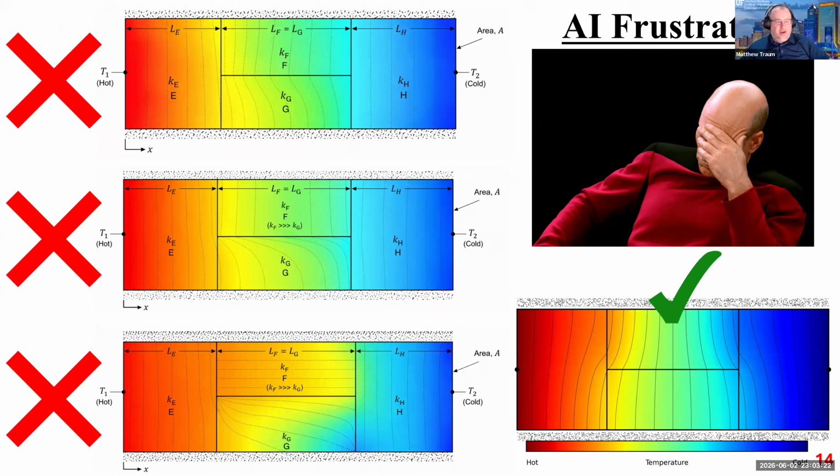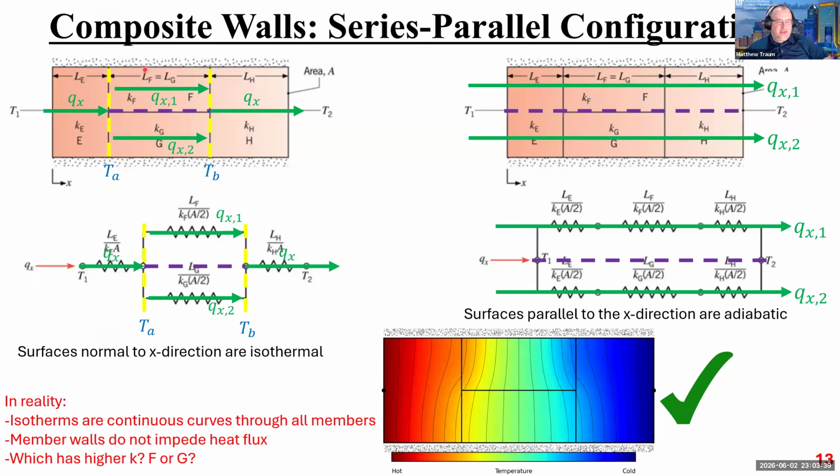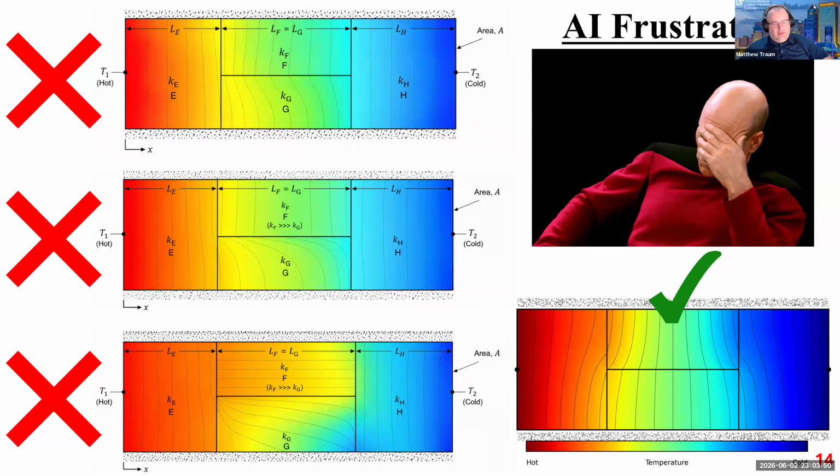However, you have to do your own thinking. You cannot just tell AI to do it for you and just trust what pops out. So I had to iterate on this thing for about 30 minutes to get the right answer. Right. So here's my Captain Picard facepalm. And I said, okay, right. So I fed basically this configuration into AI. And I said, okay, one of these members has a higher thermal conductivity than the other. Give me the temperature field. And AI is like, okay, I'll give you the temperature field.